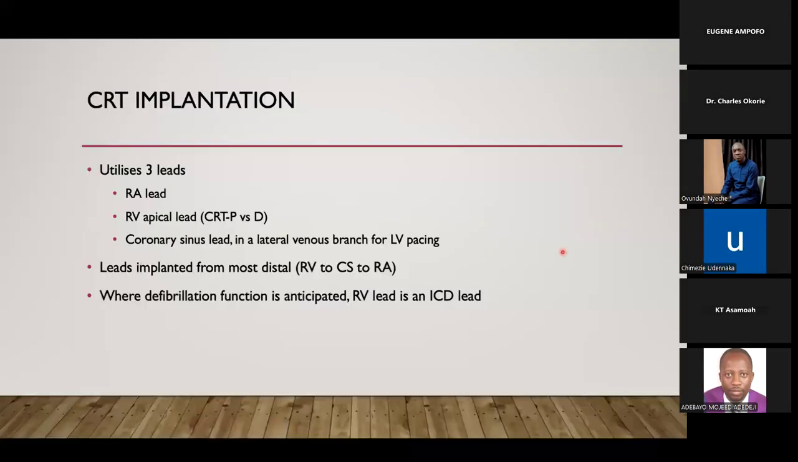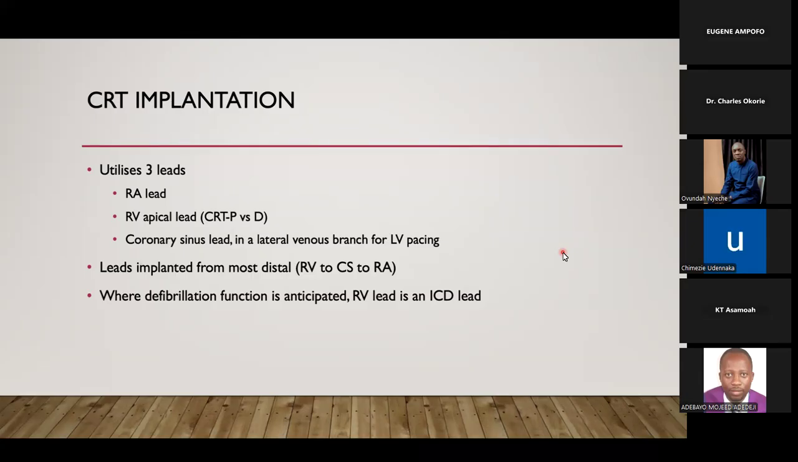Three leads are used for a CRT: RA lead, RV apical lead, and then coronary sinus lead. So the RV apical lead may just be a regular pacing lead, in which case you have a CRT-P, or maybe a lead with a shocking coil, which makes it a CRT-D. And this is put in the RV apex. The coronary sinus lead is put in a lateral venous branch. So that goes to the bulk of the left ventricular wall to pace the LV.